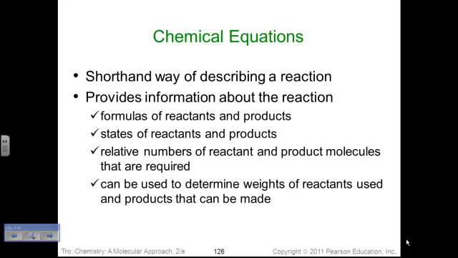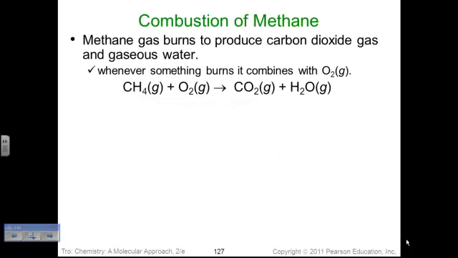Are they solids, liquids, gases? Are they aqueous, which means dissolved in water? We know the relative numbers of reactants and products, called coefficients, telling us how many of each. And that can be used to determine the weights of reactants and the products. Knowing the law of conservation of mass, we know the mass of reactants must match the mass of the products simply because we can't destroy nor create matter.